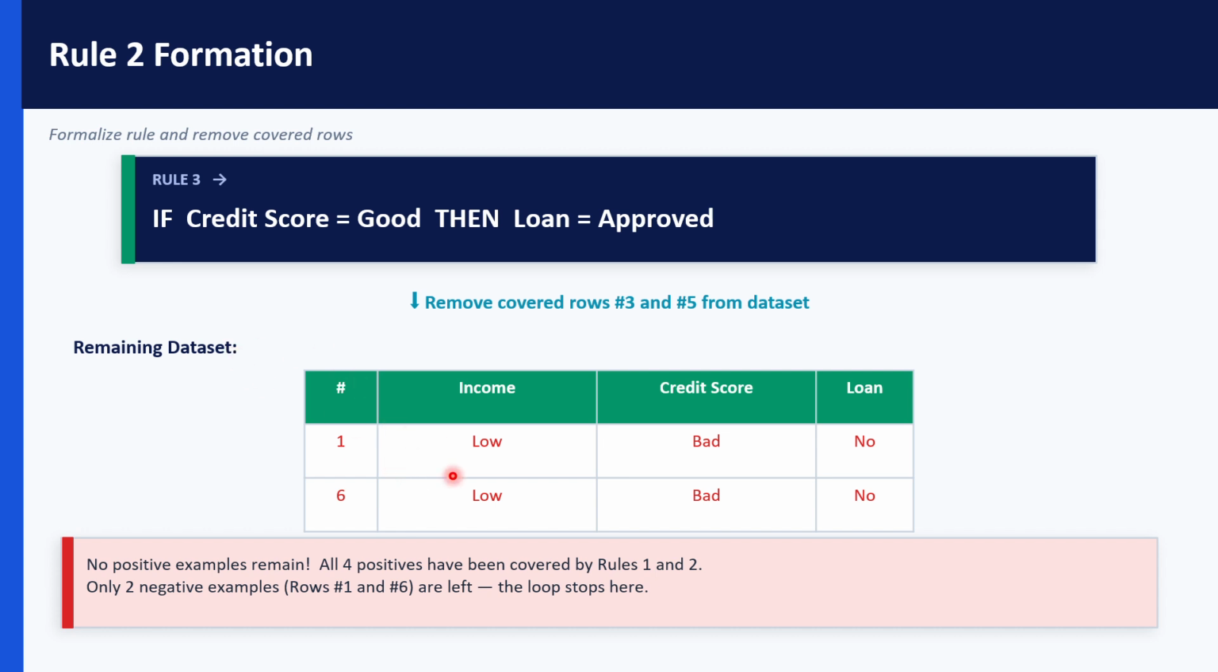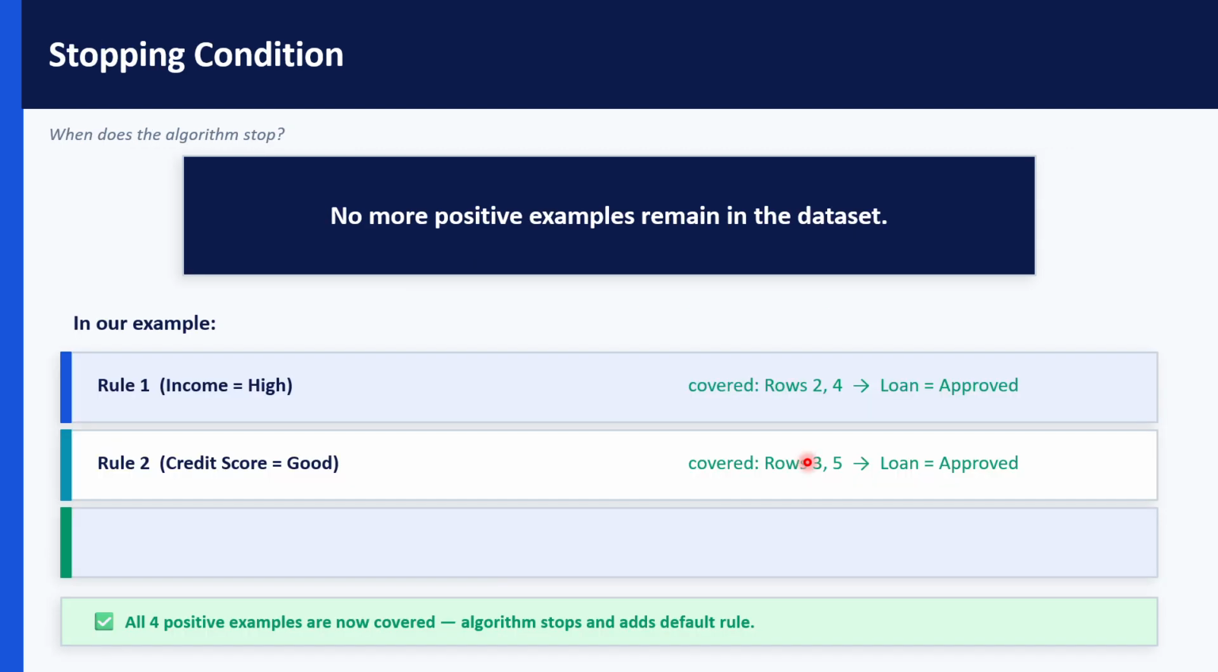Now, at last, this is the remaining dataset. In the remaining dataset, there are no positive examples remaining. All four positives have been covered by rule number 1 and 2. Only two negative examples are remaining. So the loop actually stops here. The loop stopping condition is when only a single type of class tuples are remaining, or most of the tuples are of a single type. Now this is rule number 1 and this is rule number 2.